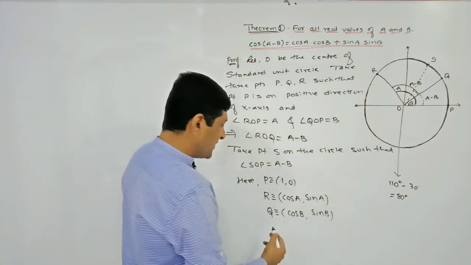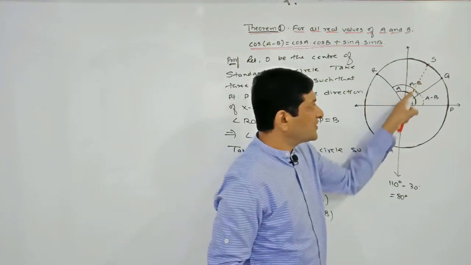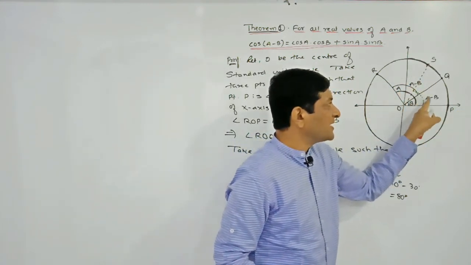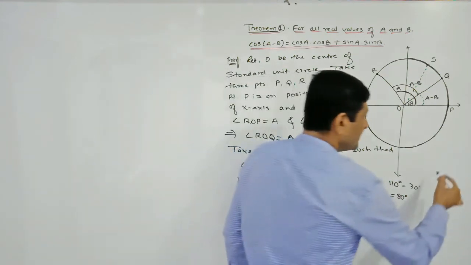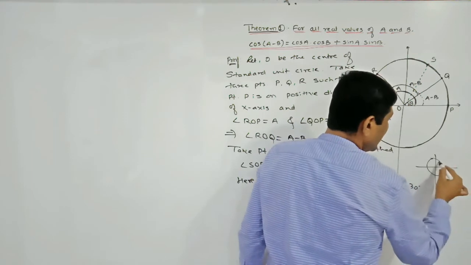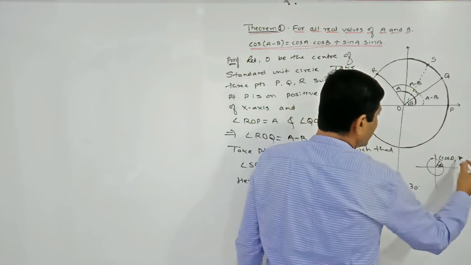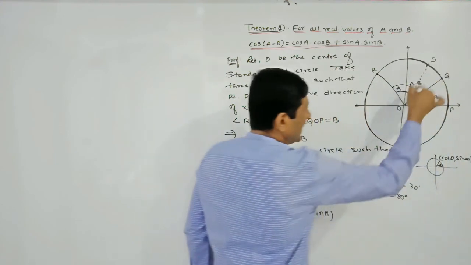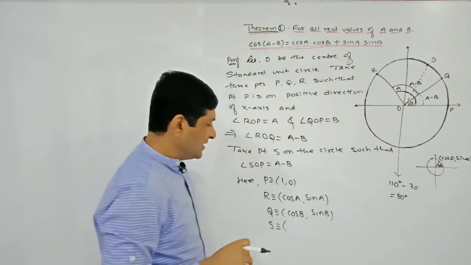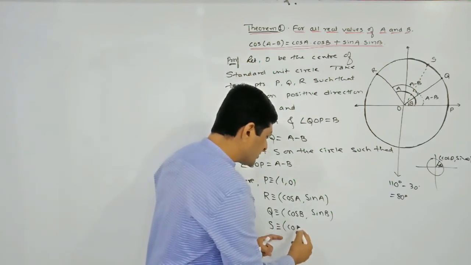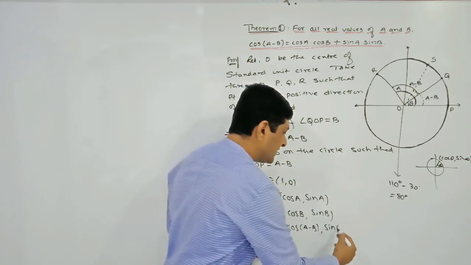Later on let us try to find out the coordinate of point S here. Now OS makes how much angle with the positive direction of x-axis? That is A minus B. So once the angle is known to us, what we have studied in the standard unit circle: if this point makes angle theta with the positive direction, then its x coordinate is cos theta and y coordinate is sin theta. So here the angle made by OS with the positive direction of x-axis is A minus B, so we can say that x coordinate is cos(A minus B) and y coordinate is sin(A minus B).